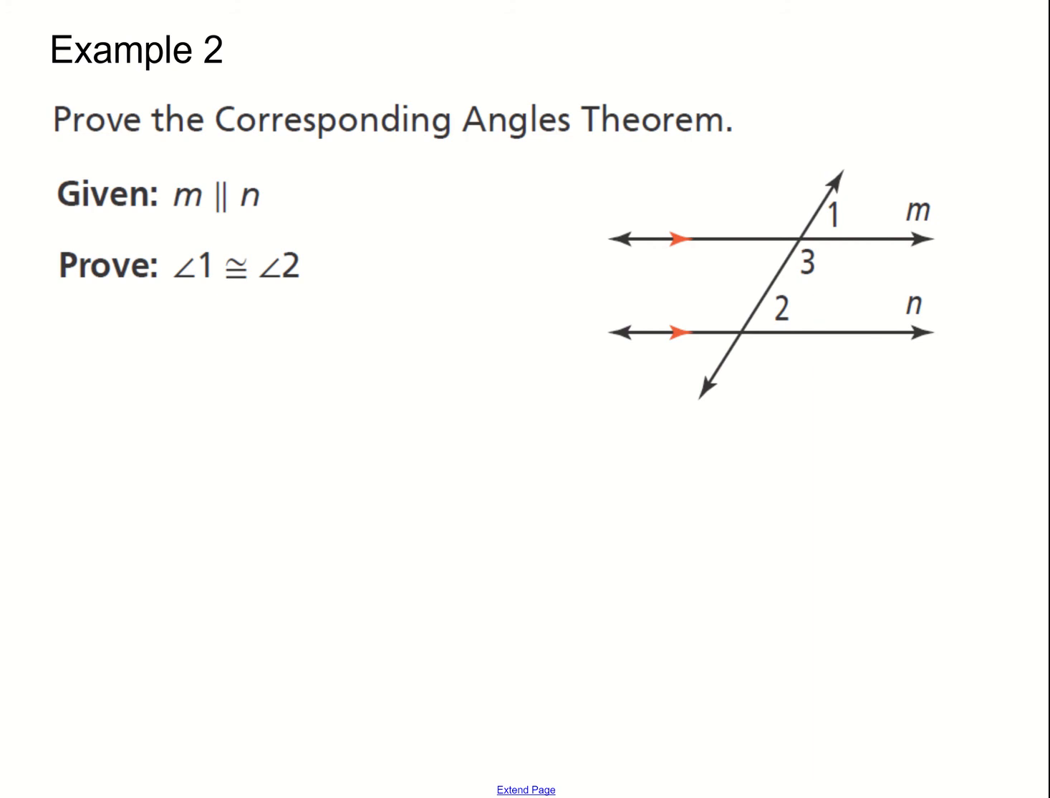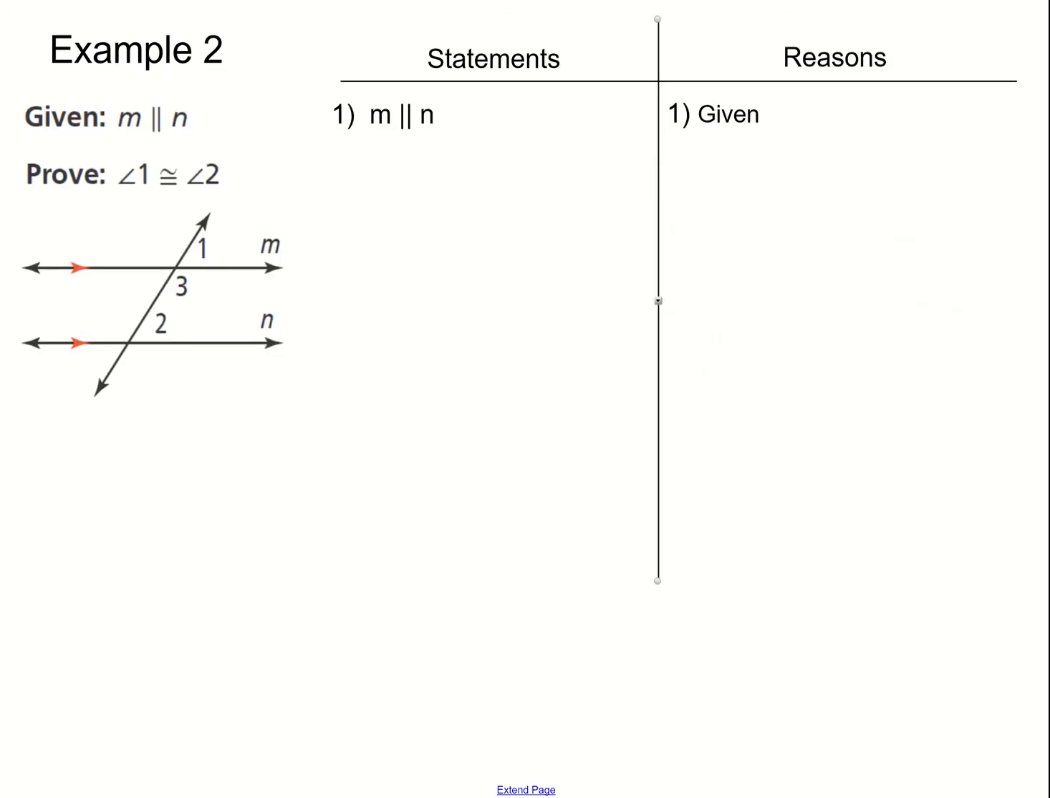Well, first off, we're given the two parallel lines cut by the transversal, and we want to prove that 1 and 2 are corresponding angles. Well, we want to prove that they're congruent to each other, which means that we'll have to prove the corresponding angles theorem. All right, so let's set up the two-column chart here. So we know that the two lines M and N are parallel, and the reason is that it was given in the problem.